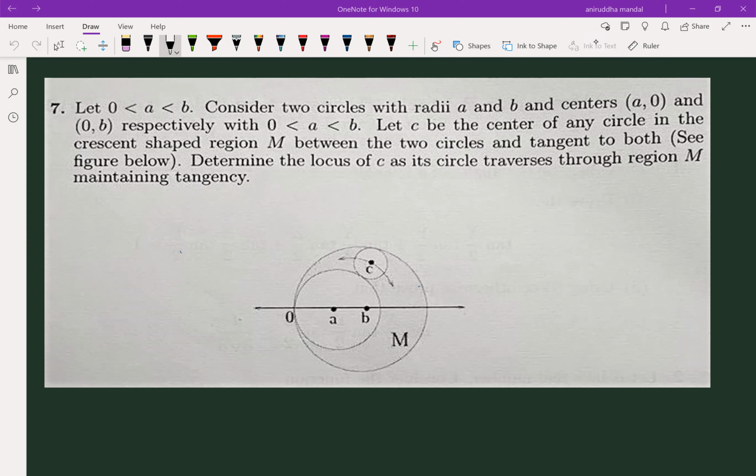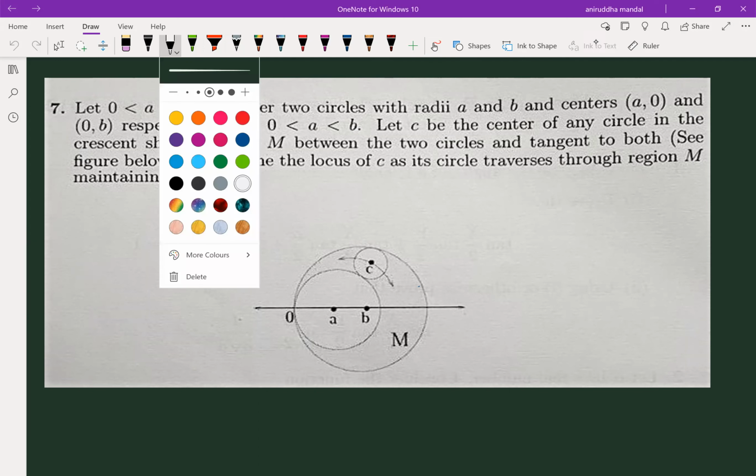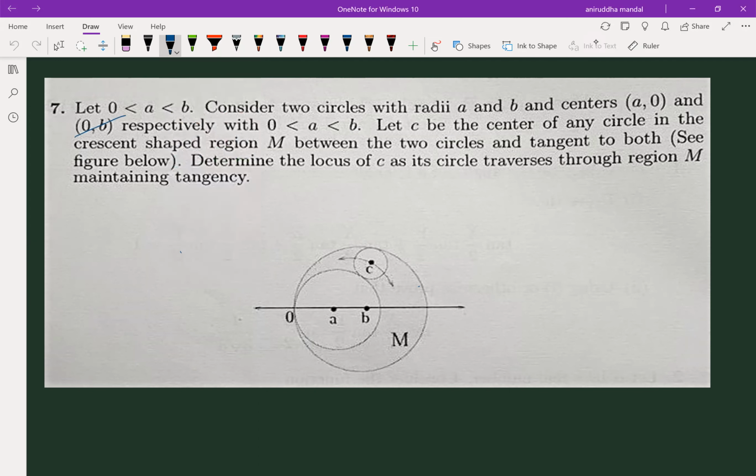Today, the problem is: consider two circles. These two circles with the radii A and B are given with the centers A comma 0 and 0 comma B. So there is a mistake. Actually, this is B comma 0. So this center is B comma 0, with the radii B greater than A, and another circle with the center C is moving inside this crescent such that these circles touch each other. Now we have to find the locus of the center of the circle C.